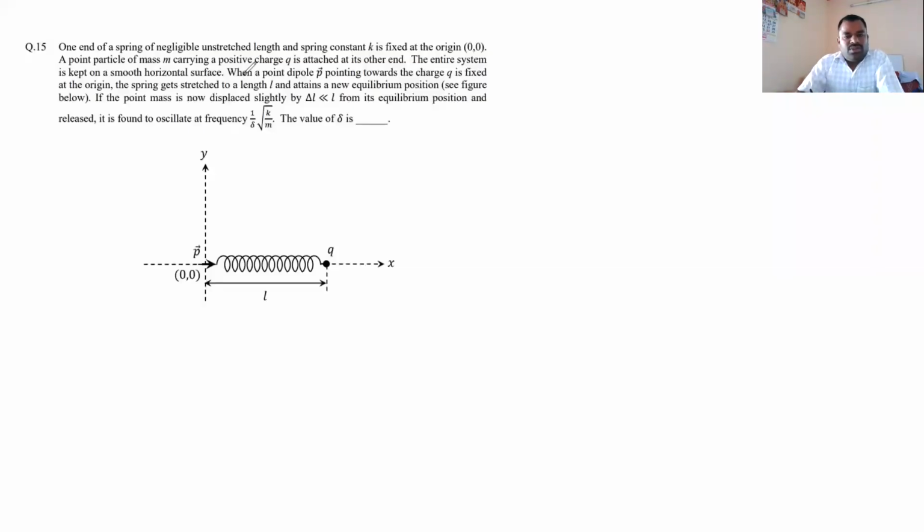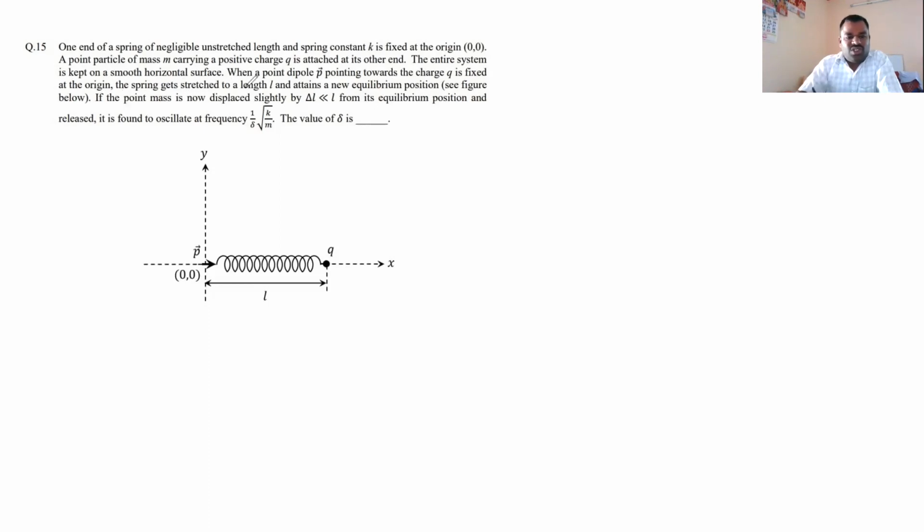Let us solve a conceptual problem in the combined topic of electrostatics and oscillations. One end of a spring of negligible unstretched length and spring constant K is fixed at the origin (0, 0). A point particle of mass m carrying a positive charge q is attached at its other end. The entire system is kept on a smooth horizontal surface when a point dipole P pointing towards the charge q is fixed at the origin.